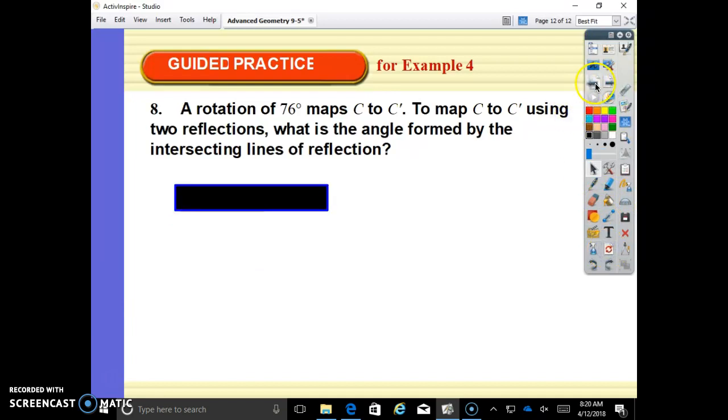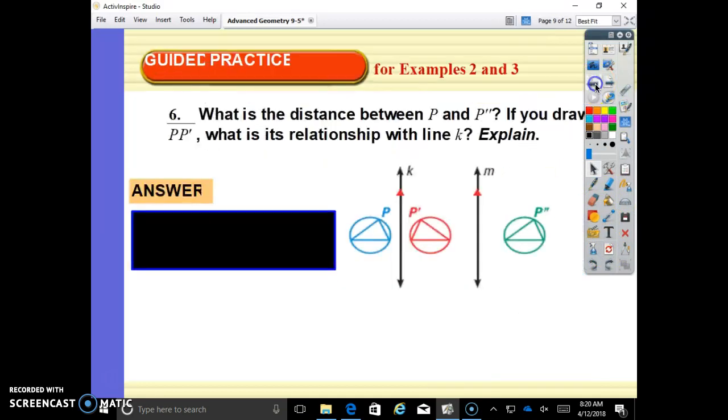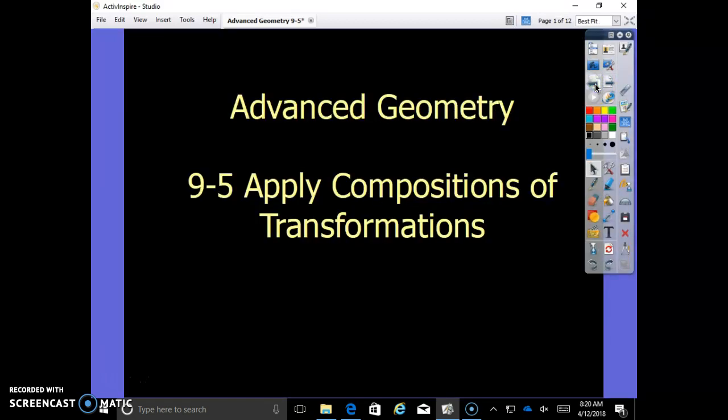Be very careful with what exactly it's saying. That is everything on 9.5, applying compositions of transformations. Just remember, do the transformations in the order in which they specify.